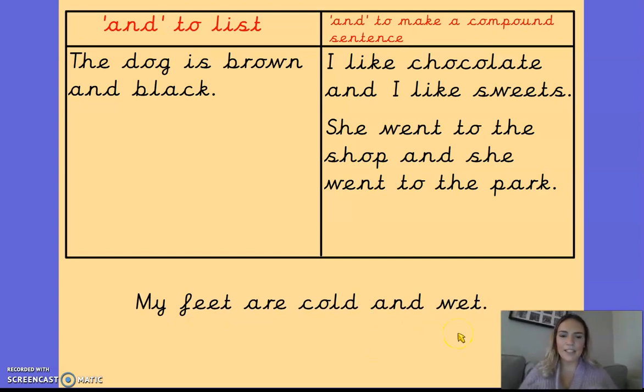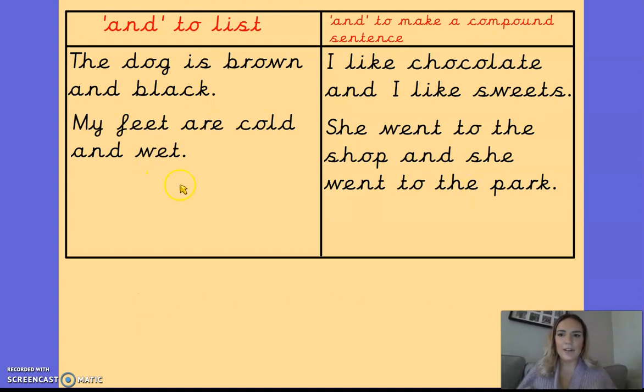Next one then. My feet are cold and wet. Does the first part make sense as a sentence on its own? My feet are cold. Yes, it does. Is wet a sentence on its own? It's not. It's a word, but it's not a sentence. So which side are you going to put that one in?